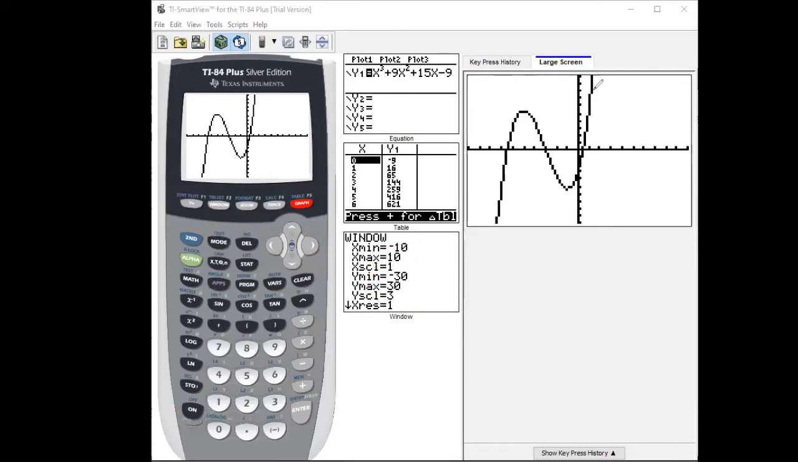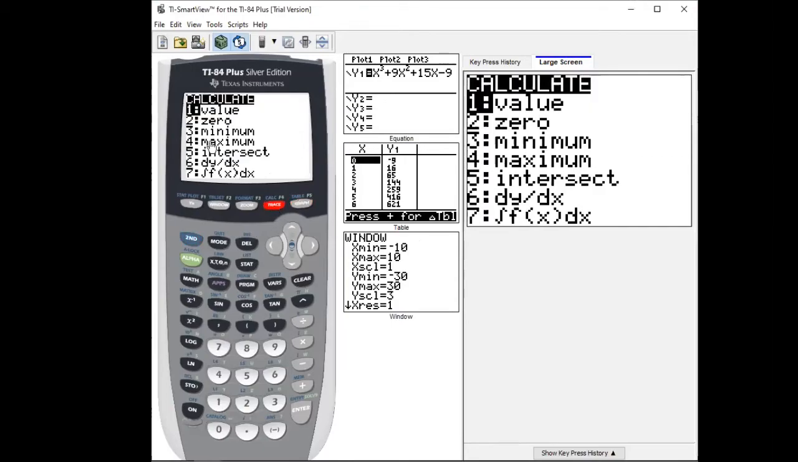And as always, the calculator does it for you. So I'm going to hit second, calculate. Now look what's underneath 0. Minimum, maximum. Let's do the high point first. Why? Because it came first.